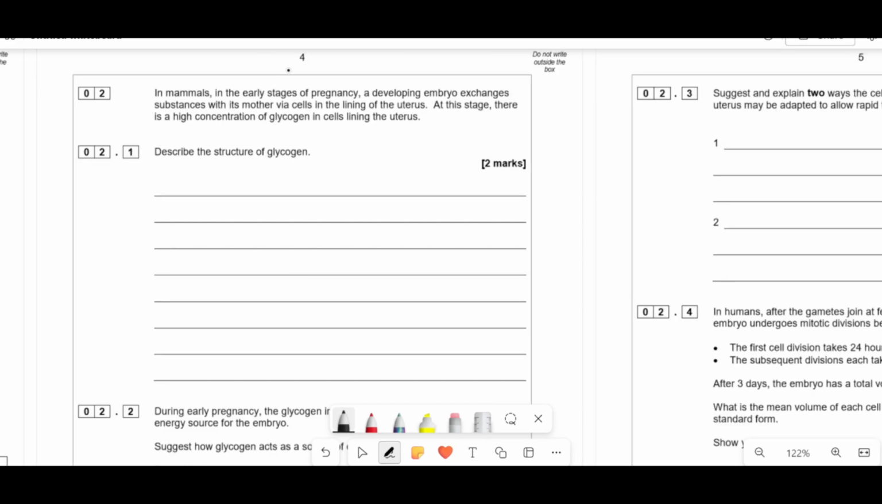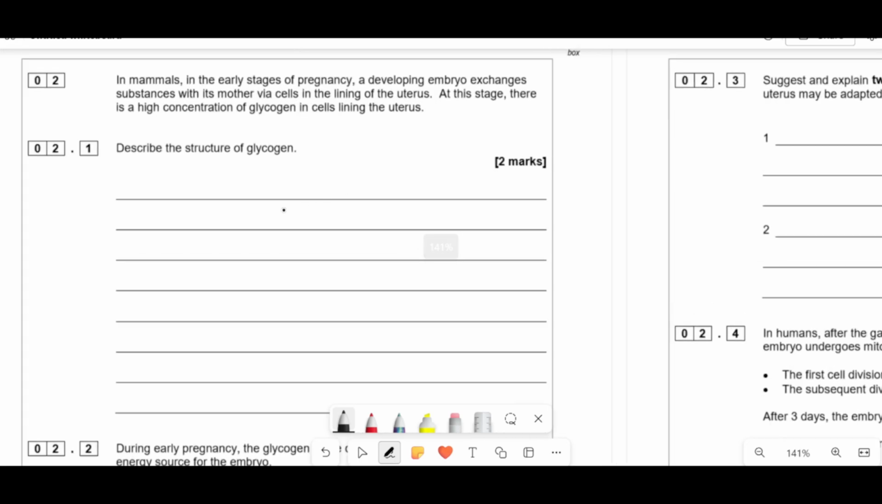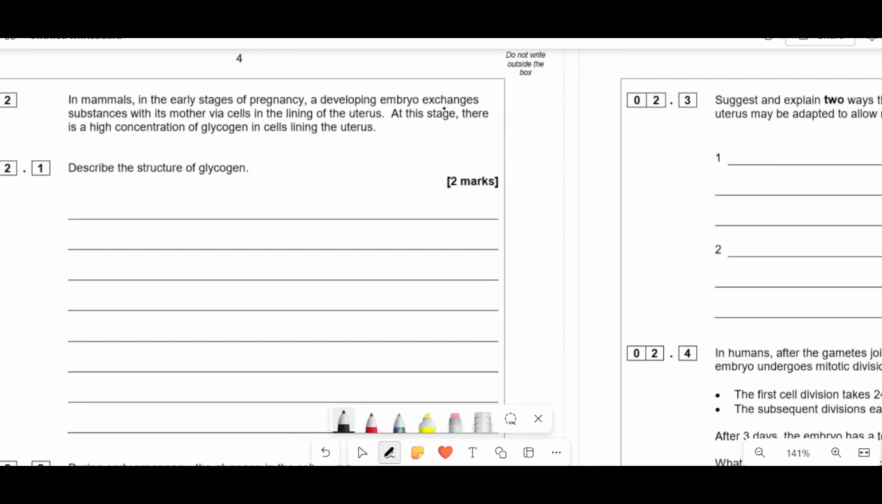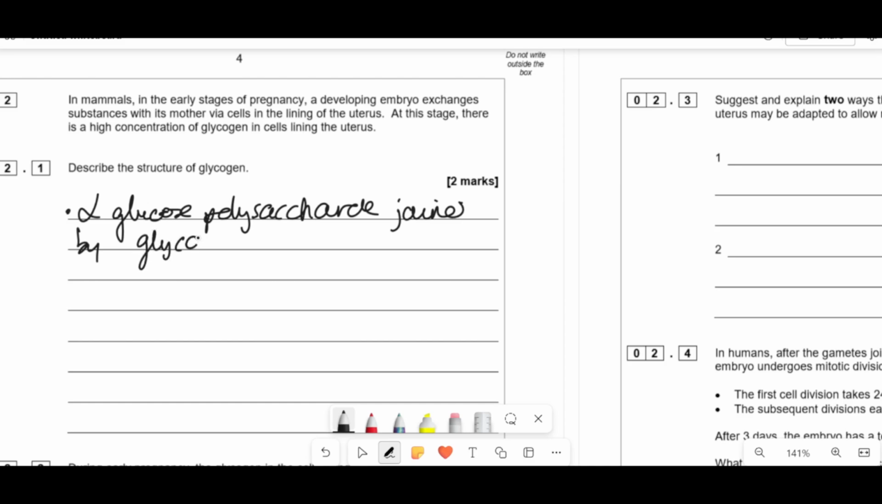So then in mammals, in the early stages of pregnancy, a developing embryo exchanges substances with the mother via the cells of the uterus lining. At this stage, there's a high concentration of glycogen in the cells lining the uterus. Describe the structure of glycogen. So it is alpha glucose, and it is a polysaccharide joined by glycosidic bonds and branched. There you go, that secures every mark possible.